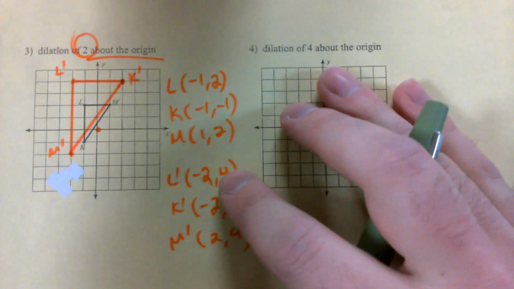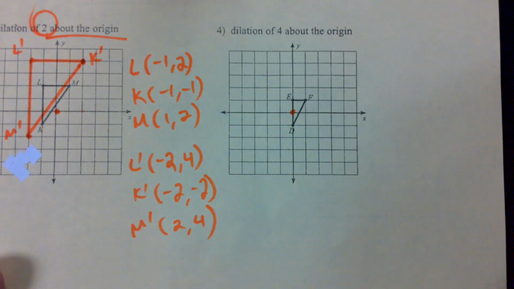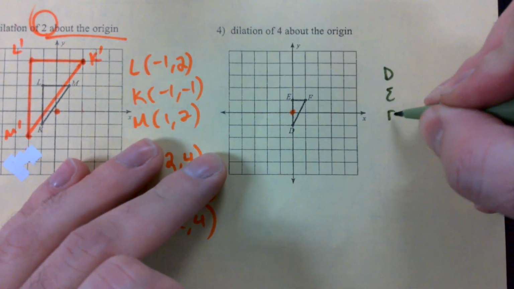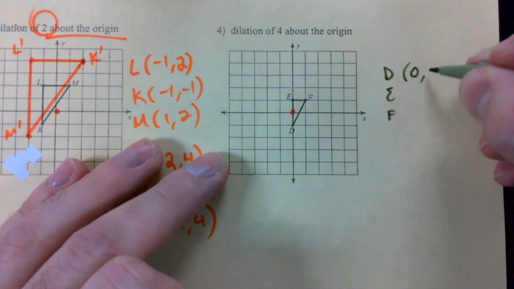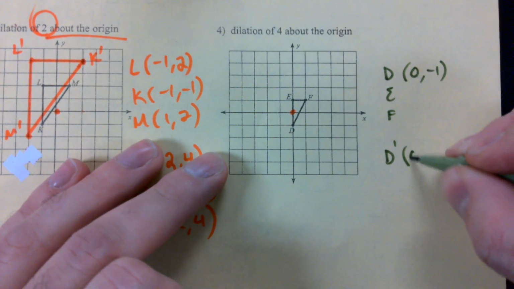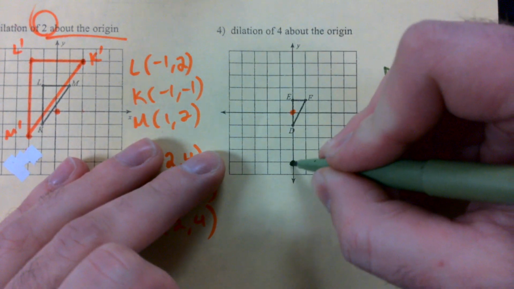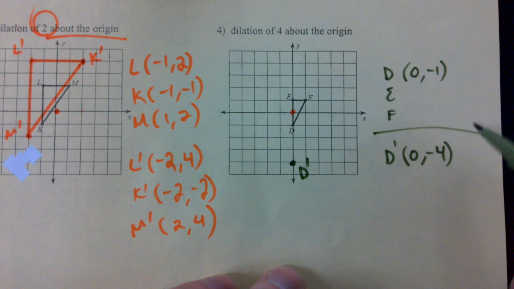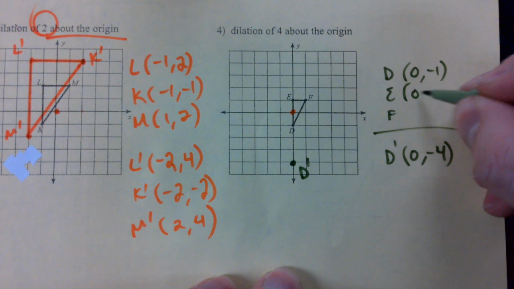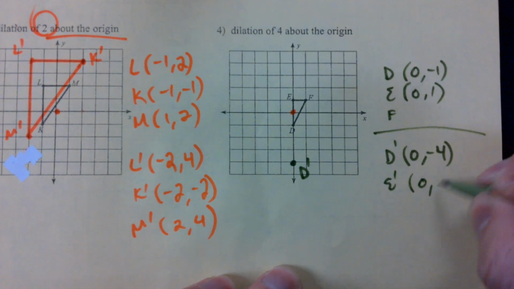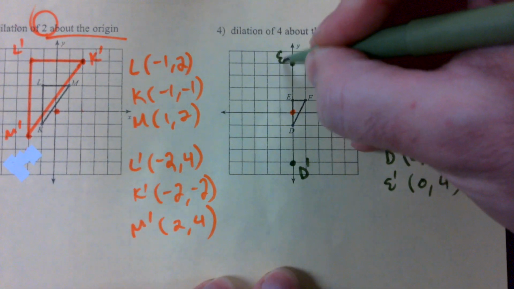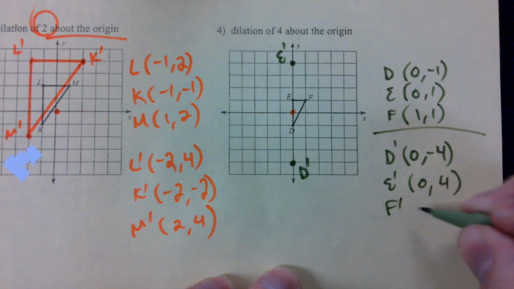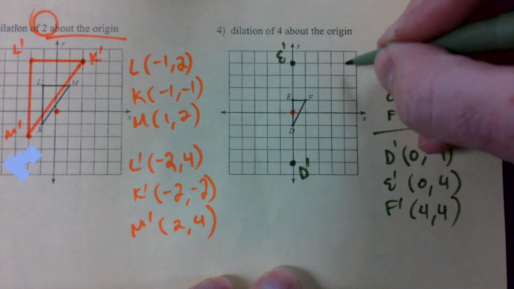And we're going to see the same kind of thing happen here on number 4. Now we're dilating by a scale factor of 4. D, E, F, let's see where we're at. D is at 0, negative 1. D prime will be at 0, negative 4. All right, we're just multiplying. Again, if you know how to multiply, you should be great at this. E is at 0, 1, so E prime will be at 0, 4. And F is at 1, 1. F prime is at 4, 4. Right up there.